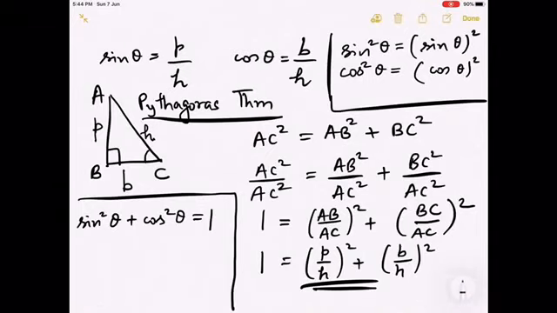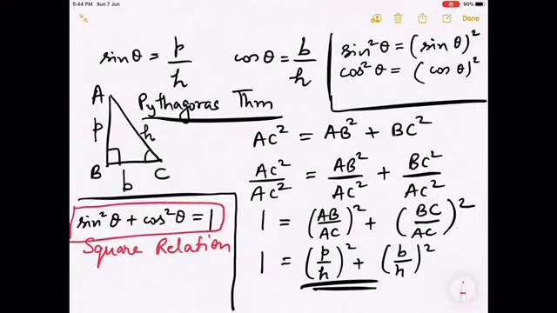This is the first one of the square relations. So I call this the first square relation: sin square theta plus cos square theta is equal to 1. From where does it come? It comes from Pythagoras theorem. As I divided by AC square, I get the first square relation, but if I divide by AB square or BC square, then I'll get a different kind of square relation. Since we can divide by 3 sides, basically there are 3 square relations.